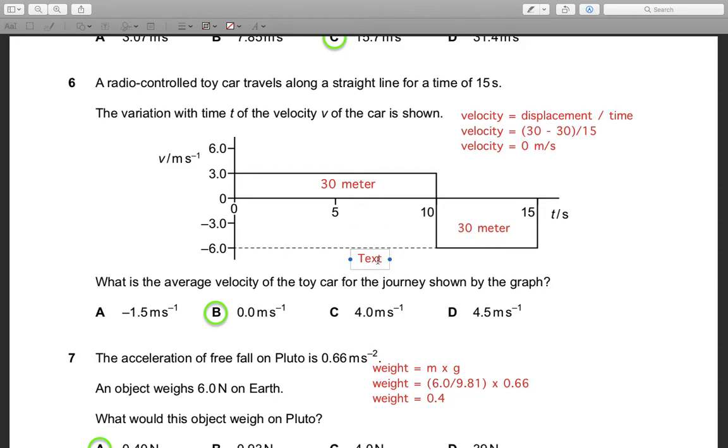So velocity equals displacement over time, and the displacement equals 30 minus 30. Why 30 minus 30? Because the direction is opposite. When the object comes to 10 seconds, it will go back in the opposite direction. So the displacement is 30 minus 30, which becomes 0, divided by 16, it becomes 0 meter per second. So the answer is B.